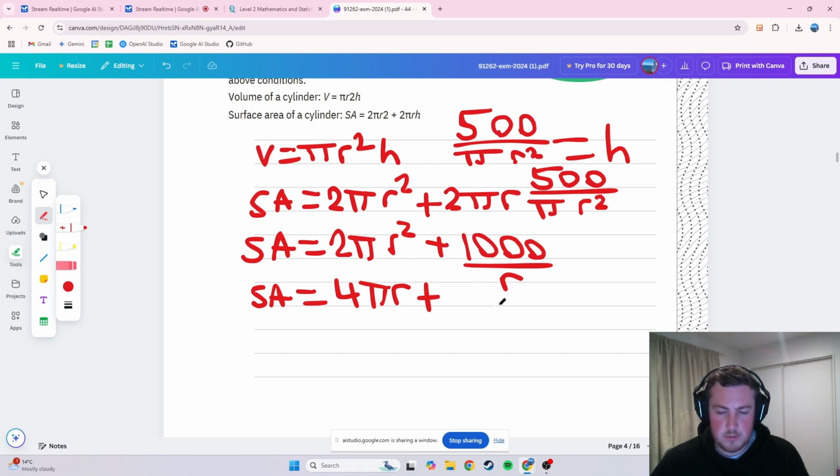Sorry, what was that last term? The derivative of 1000 over r, which can be written as 1000 r to the power of minus 1, is minus 1000 r to the power of minus 2, which is equal to minus 1000 divided by r squared. Does that clarify it for you? Divided by r squared. Awesome. What next?